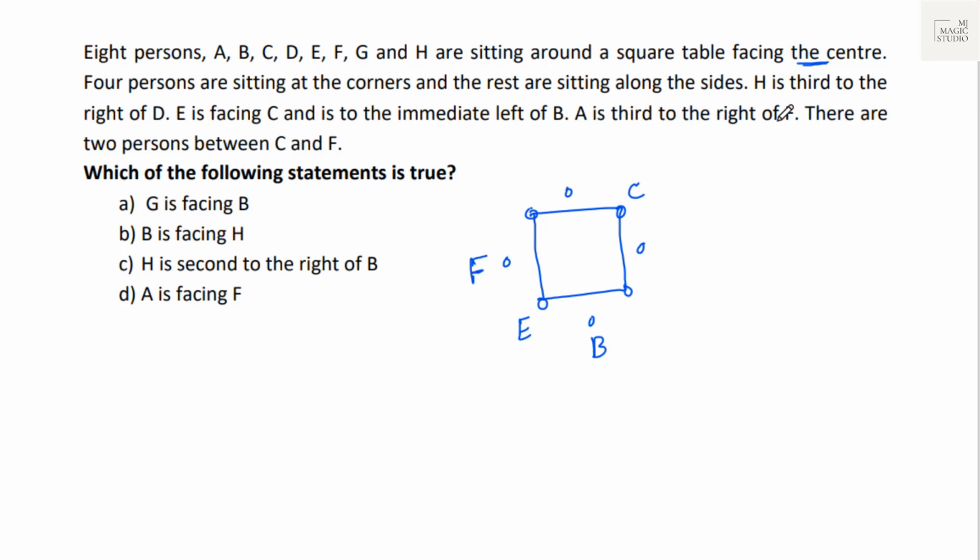Now with F, A is third to the right of F. Right of F goes this side. 1, 2, 3. A is sitting here. Then H is third to the right of D. If D is here, then third, 1, 2, 3. Only option available is this. If D is at this position, third to the right of D is H. 1, 2, 3. H is at this position.